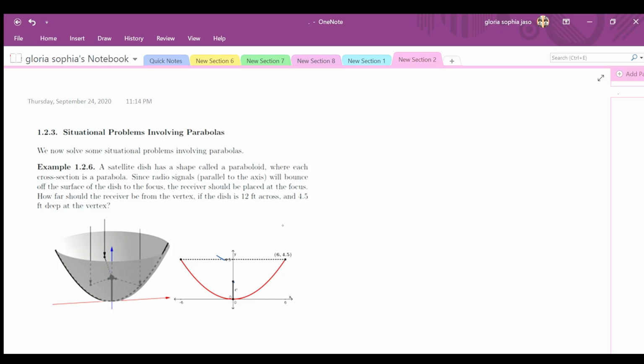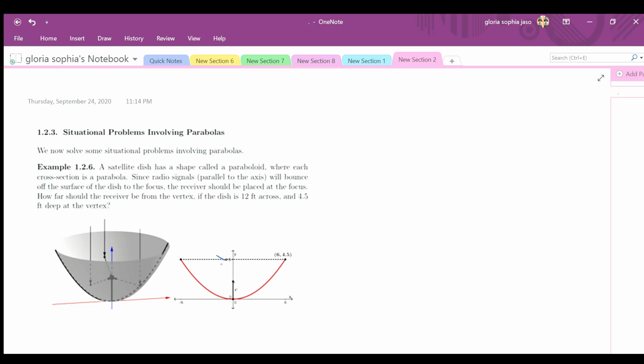Okay, so this is the illustration. So this is our satellite. The height is 4.5, so it is 4.5 deep and it is 12 feet across. Okay.